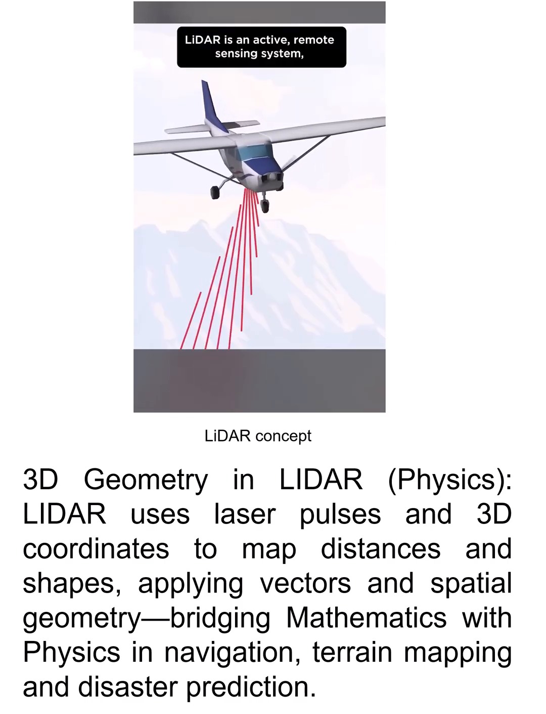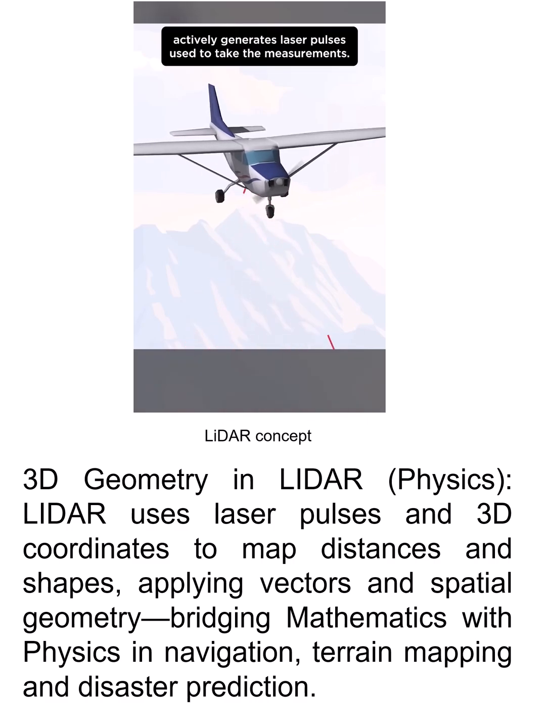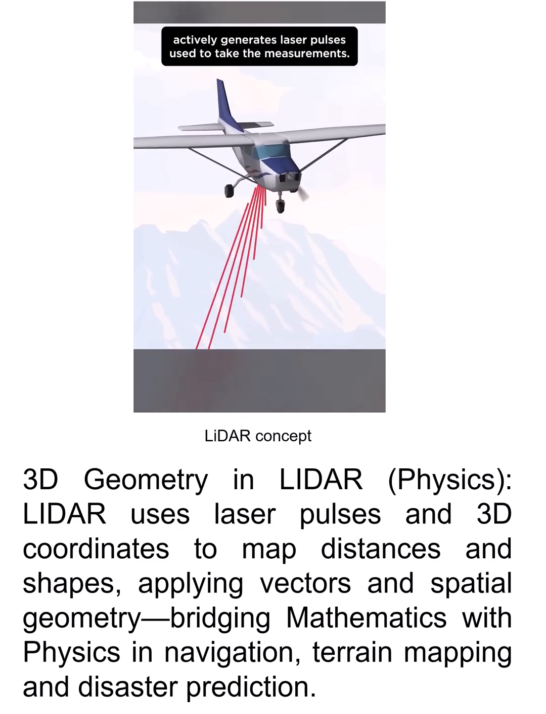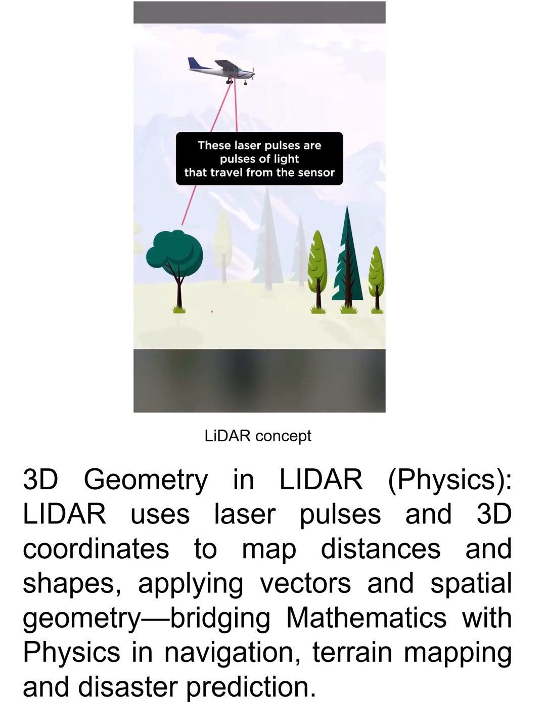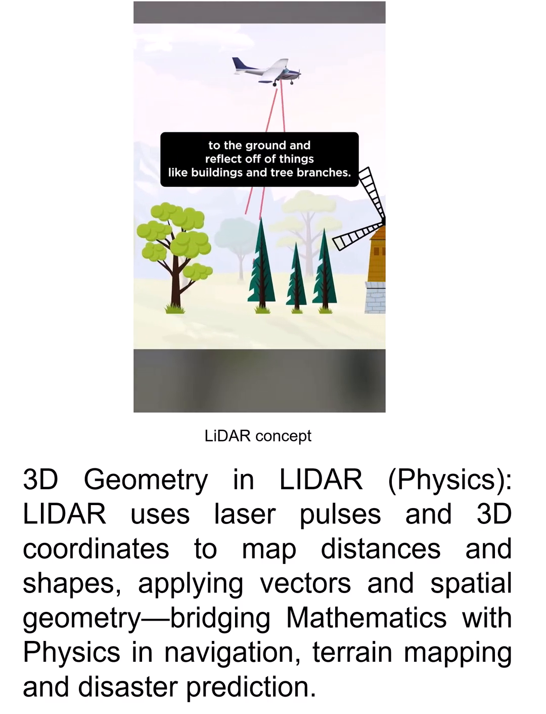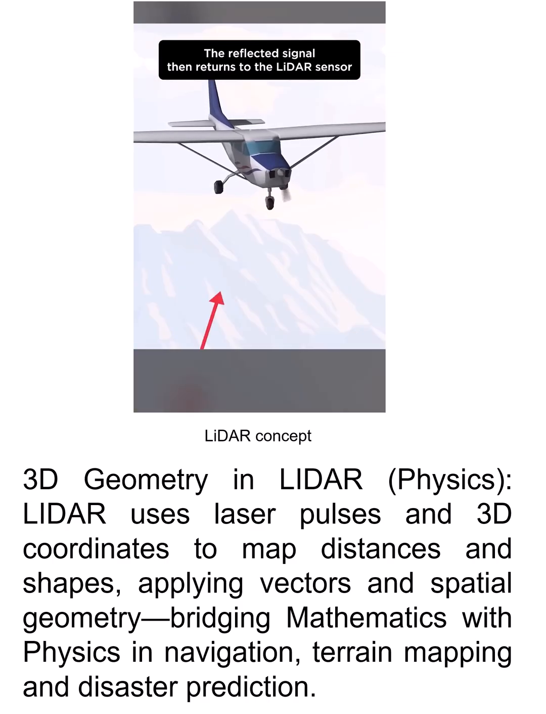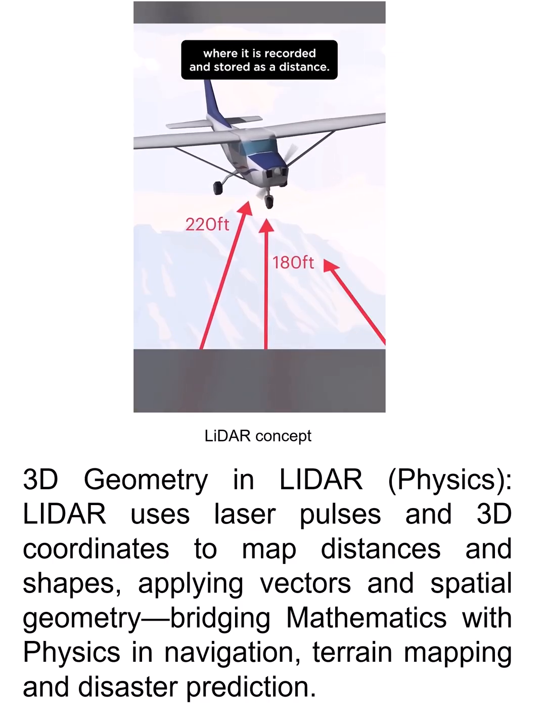LiDAR is an active remote sensing system, meaning that the LiDAR system itself actively generates laser pulses used to take the measurements. These laser pulses are pulses of light that travel from the sensor to the ground and reflect off of things like buildings and tree branches. The reflected signal then returns to the LiDAR sensor where it is recorded and stored as a distance.